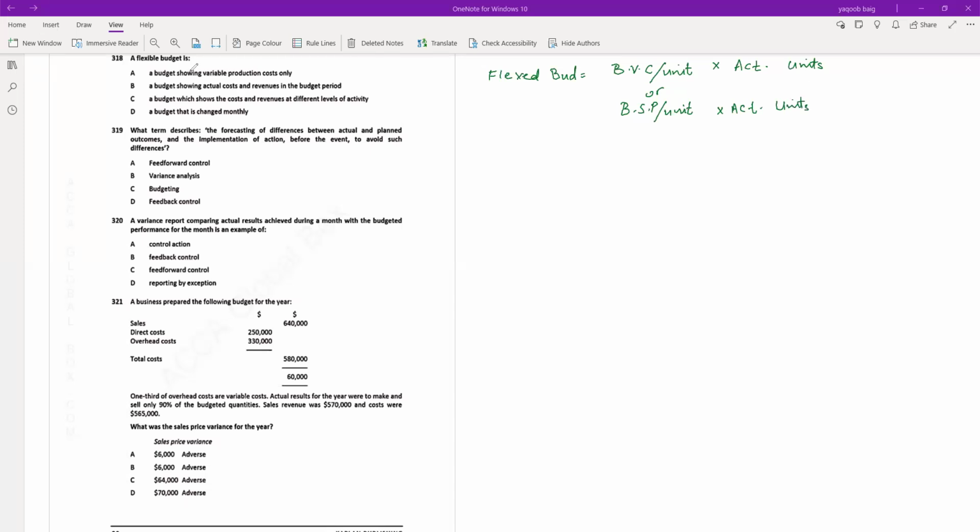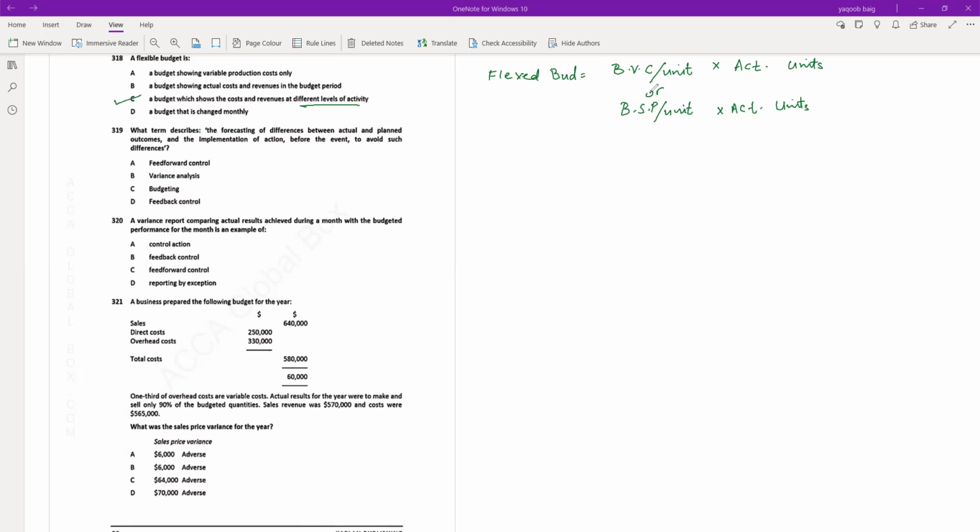Flex budget. A budget showing variable production cost only. A budget showing actual cost and revenue in the budget period. A budget which shows the cost and revenues at different levels of activity. A budget that is changed monthly. So a flex budget is the one where we are calculating cost and revenues at different levels of activity. Basically, we can prepare a flexible budget at different levels of activity.